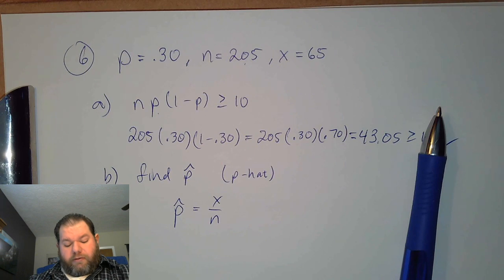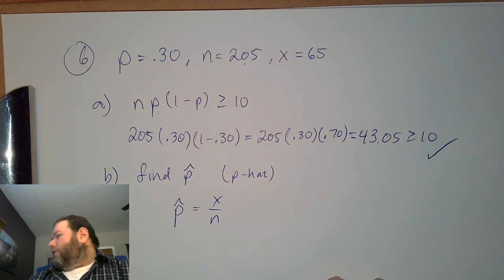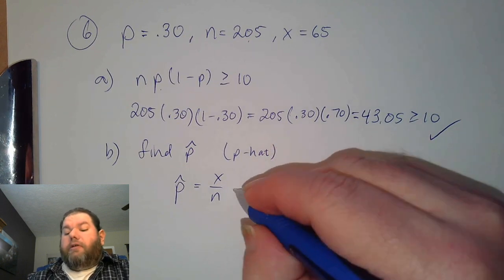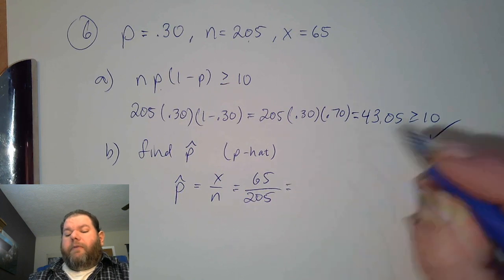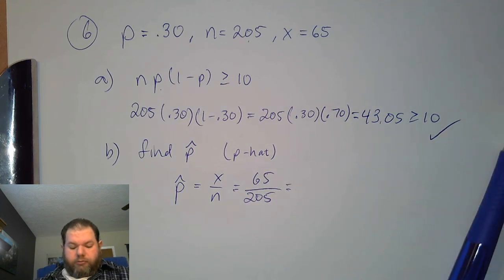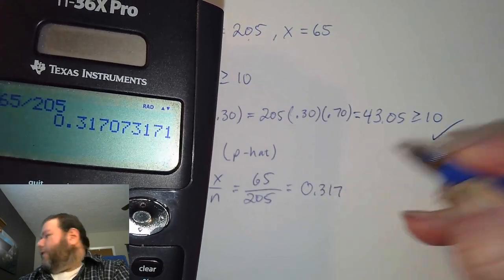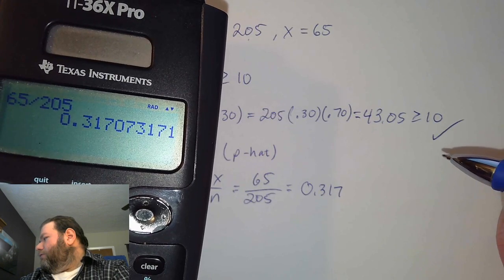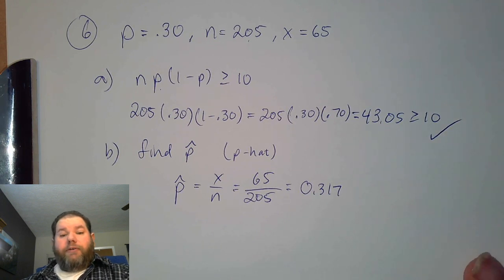Let me go back to the problem now. There we go. All right. So x over n, that is 65 divided by 205. And we get 0.317. So we'll use that for p hat.